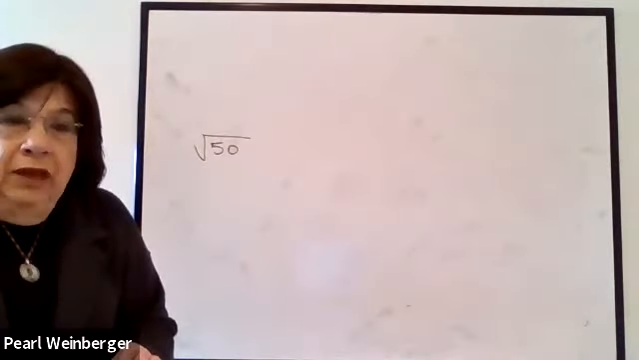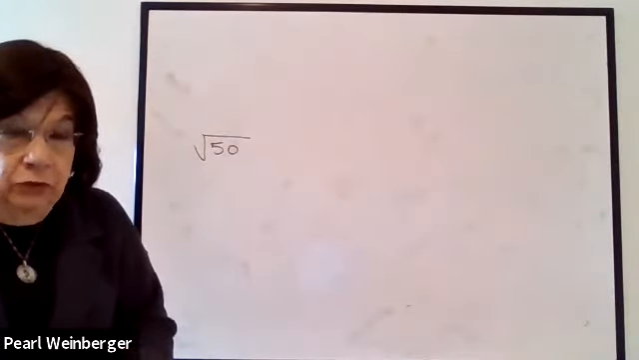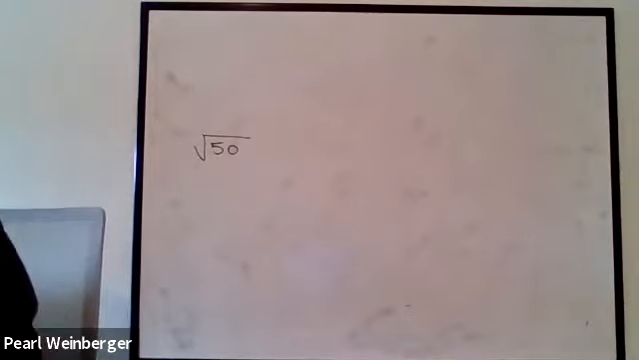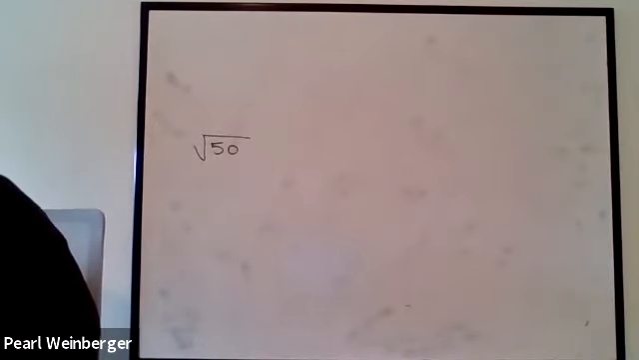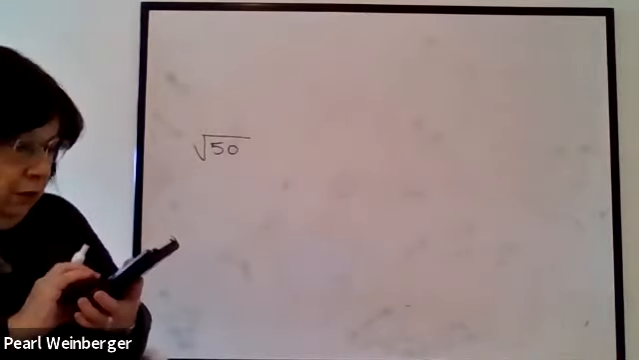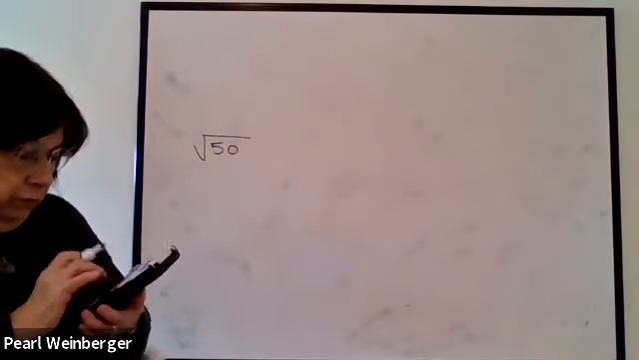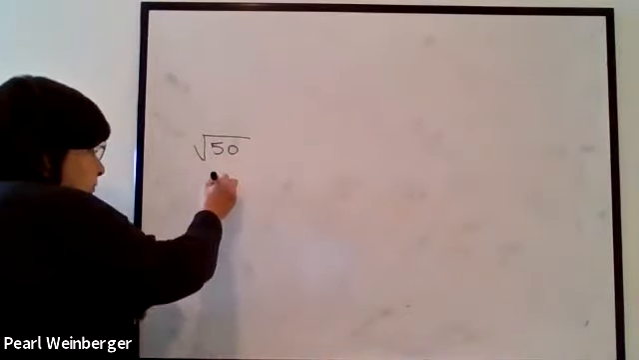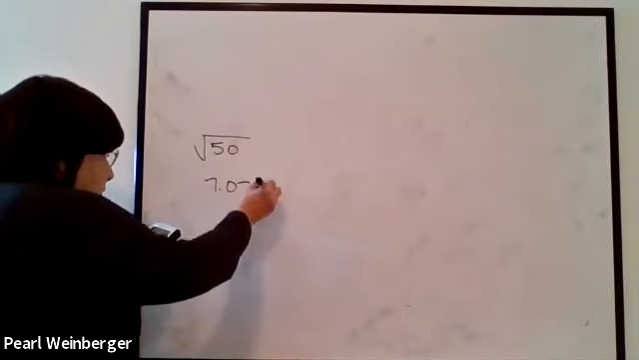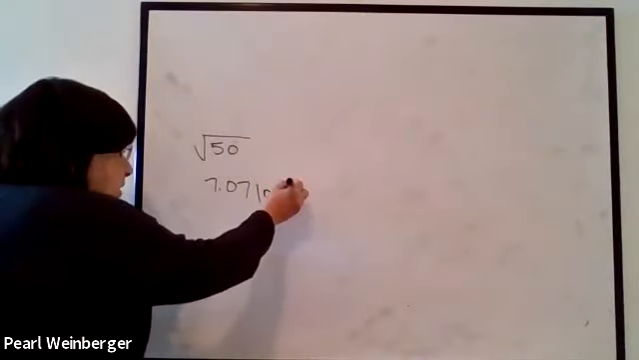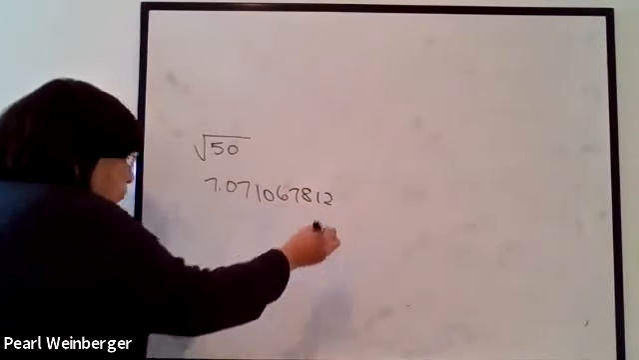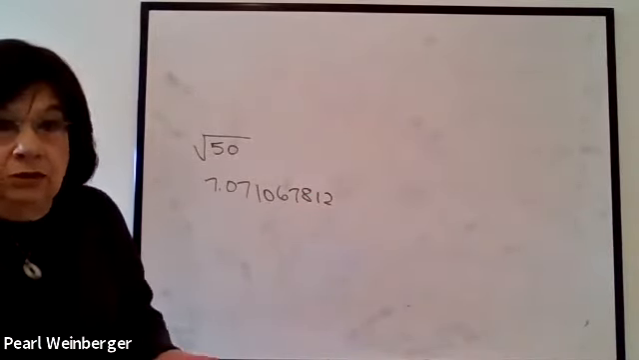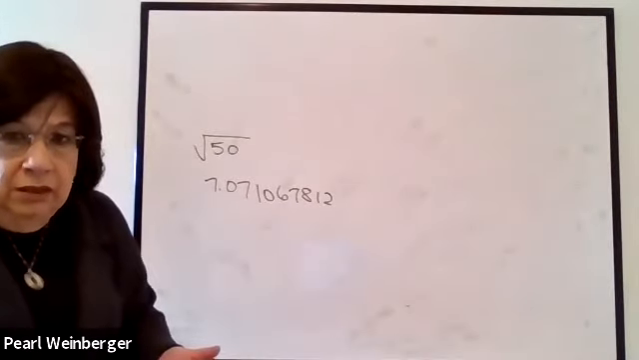So what do we do when we have a number in a radical that's not a perfect square? There are two options. Option number one is just to go to my calculator. And if I put in my calculator the square root of 50, I get a number that looks like this: 7.071067812. And it stops there, but the only reason it stops there is because there's no more room on my calculator to put more digits.